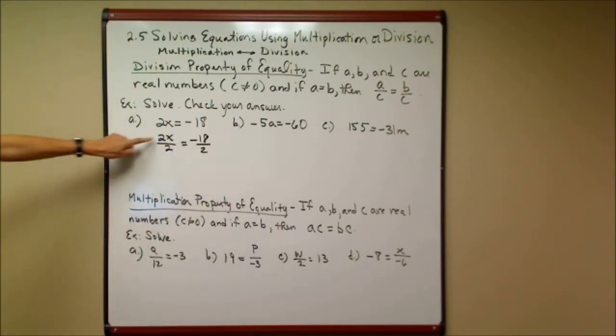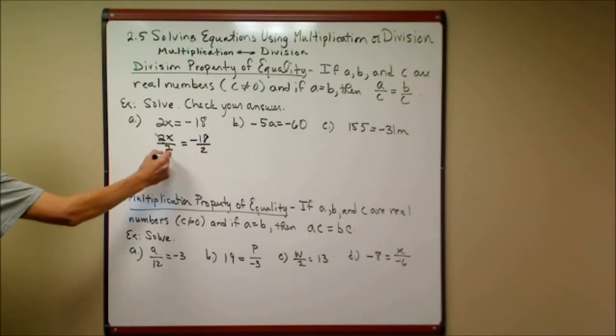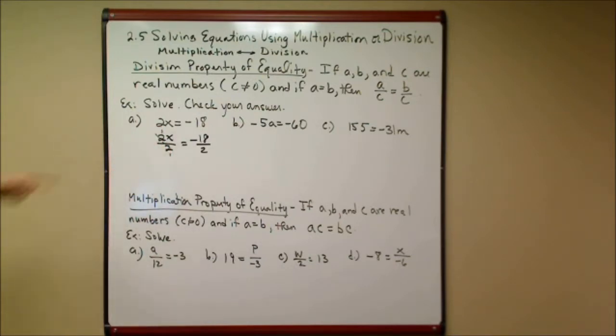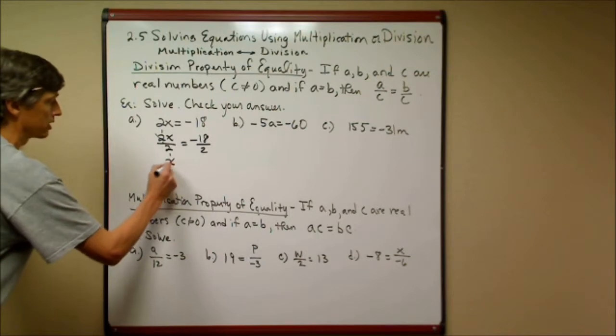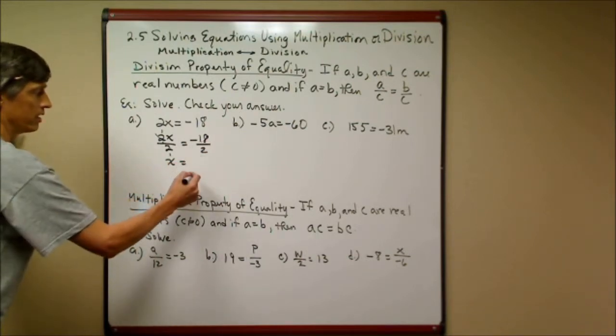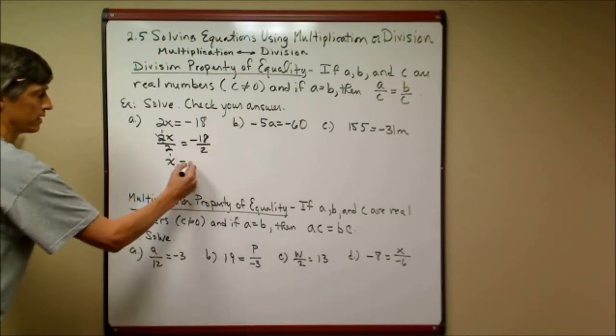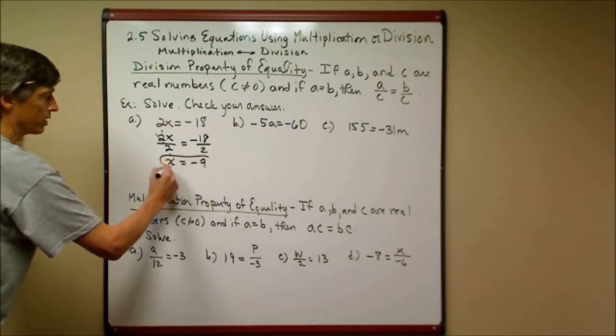Now this 2 here, that's times the x, and this 2 here that's dividing into it, have that canceling effect. They just cancel out as a factor of 1. I have 1x, which is x. And on the other side, negative 18 divided by 2, a negative divided by a positive is a negative, negative 9, and there's my answer.